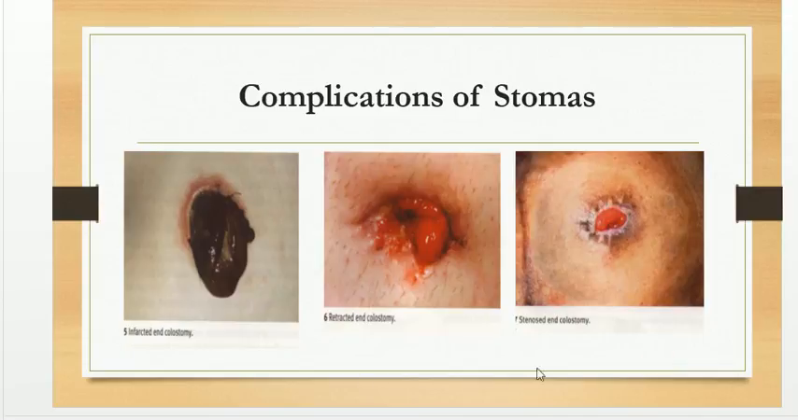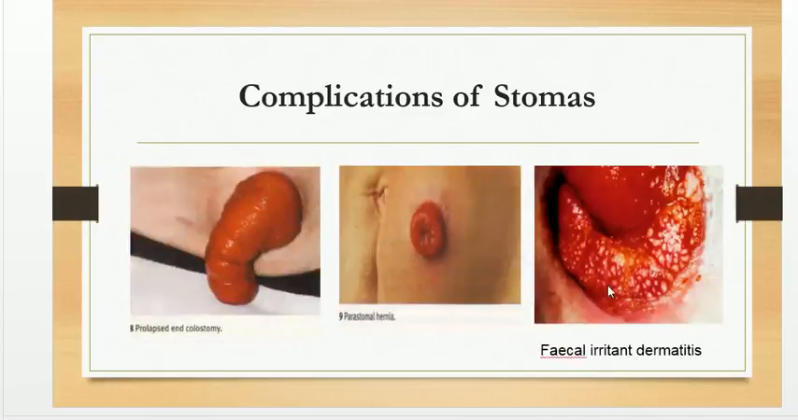Complications of stoma. Here you can see the ischemia of the gut. This is a retracted end colostomy. Here you can see stenosis of the end colostomy. These are other complications in the photographs. It's a prolapsed end colostomy, peristomal hernia here. This is where you can see the swelling. This is peristomal hernia. Fecal irritant dermatitis. As you can see, dermatitis all around. This is fecal dermatitis. As I told you, these are the complications.